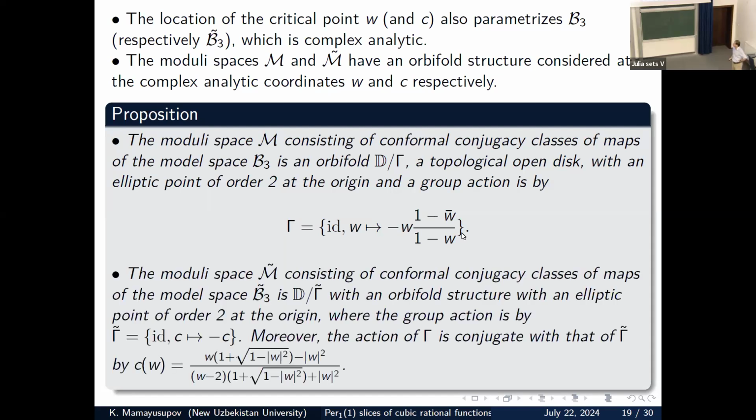Yeah. Now, how about this other representation? Well, then its group action is given by z squared, or you can say C goes to minus C. And also you can find the conjugacy of these group actions. So it's exactly this critical point, yeah?